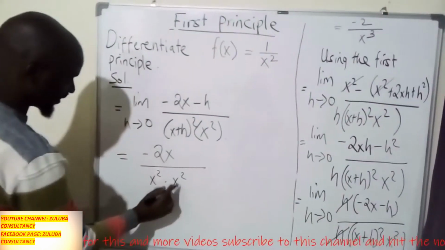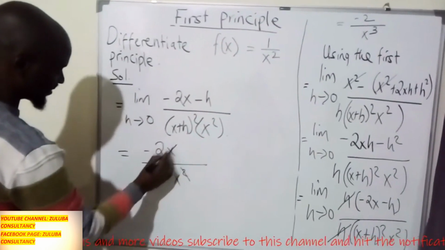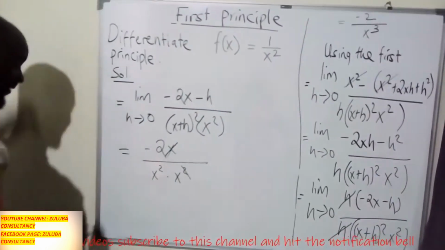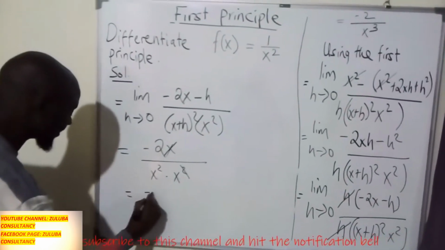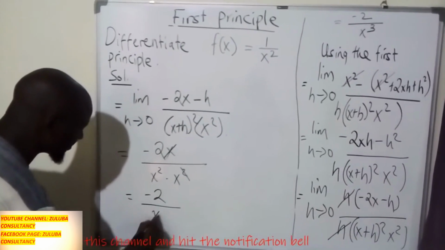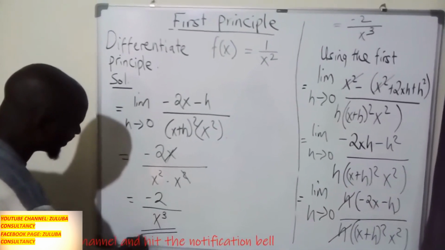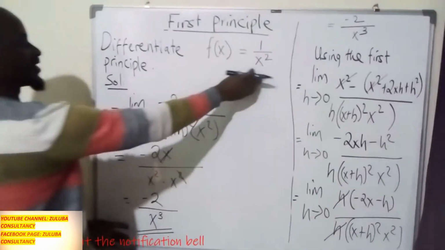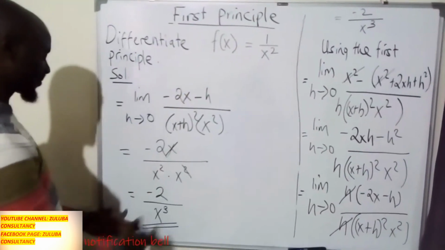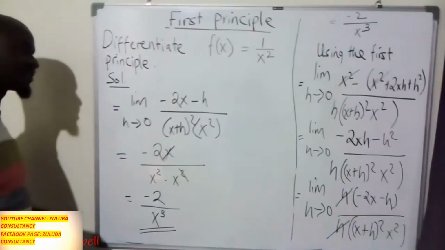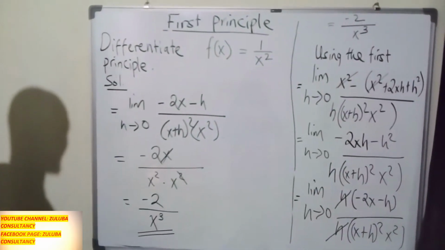Now I can simplify here. There is x there, there are 2 of them, so I can simplify 1. We're going to have negative 2 over, multiplying this by that, x to the power 3. Now this is the differentiation of this function using the first principle. So when you look at this, it is the same thing that we got using the general definition.